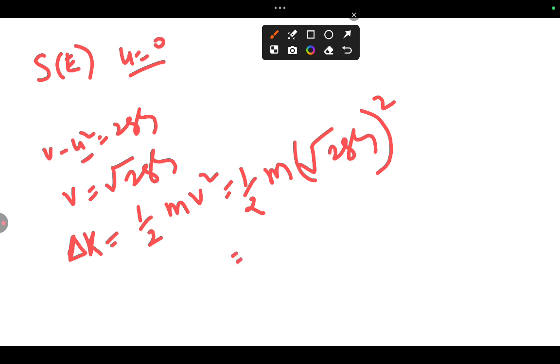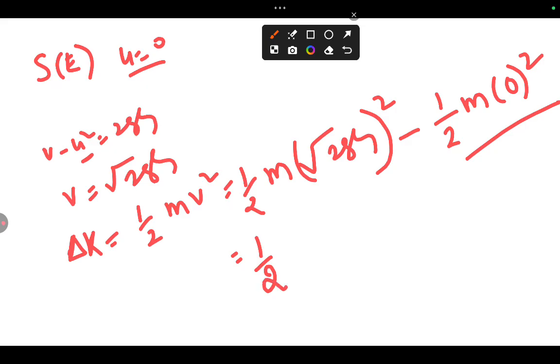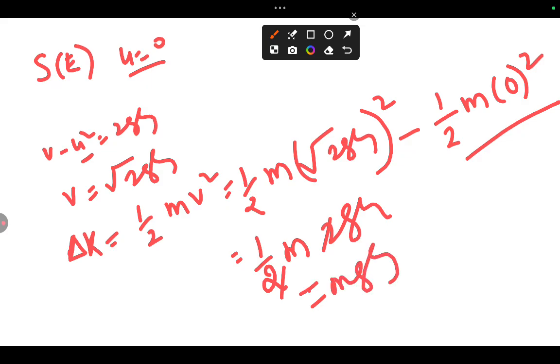If you go with the simplification, this is the final kinetic energy. And the initial kinetic energy is 1/2 m times u², which is 0. So that is the zero case. Now after simplification, 1/2 m times 2gh, you will get mgh. Okay, clear? So with respect to the S frame, the energy is mgh.